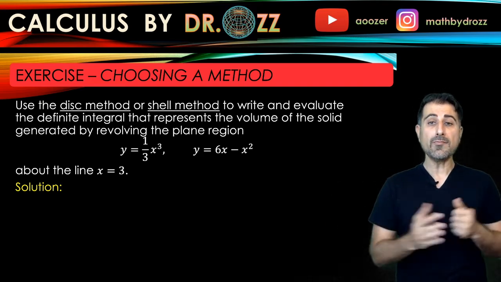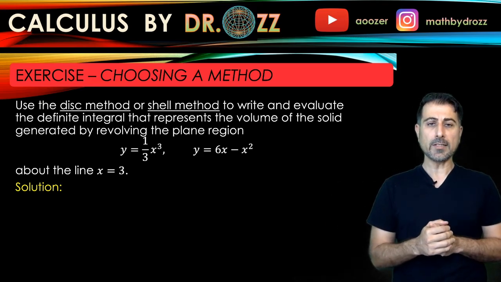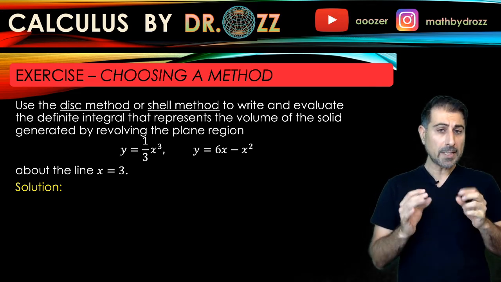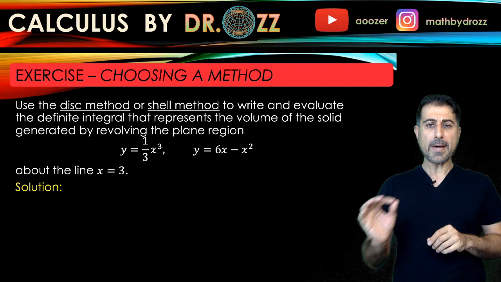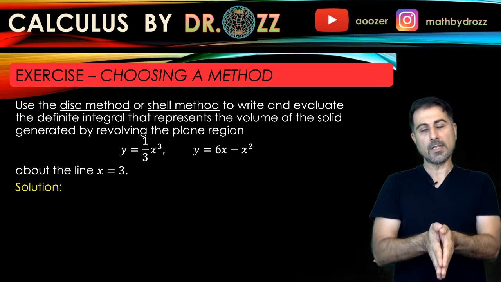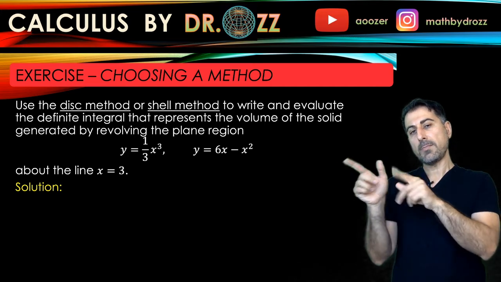The task is to write and evaluate the definite integral representing the volume of the solid generated by revolving the plane region, which is made of two curves, about the line x equals 3. First off, x equals 3 is a vertical line, and the region is made of two curves.